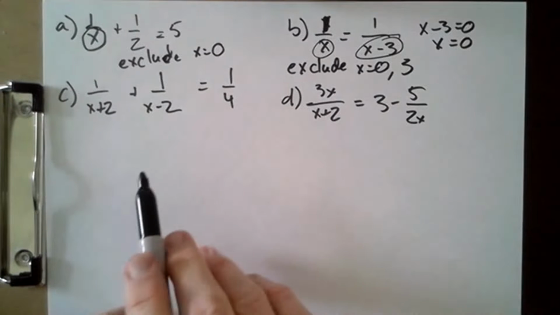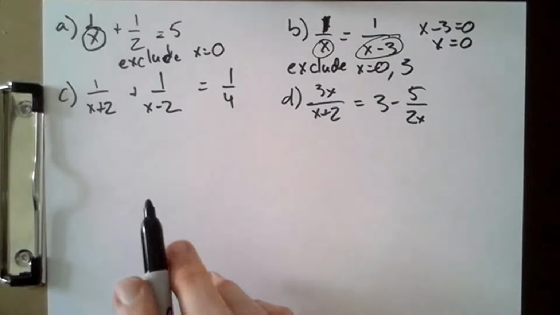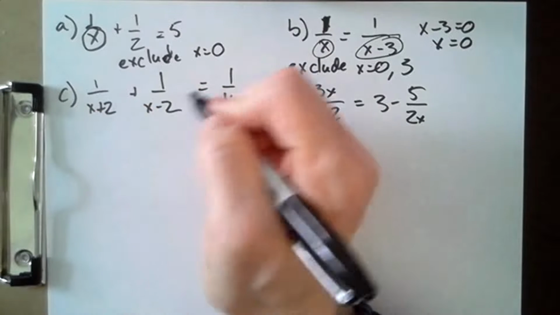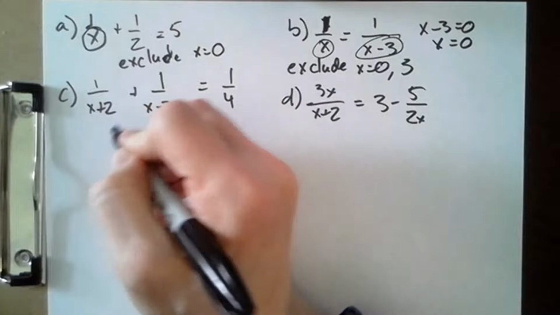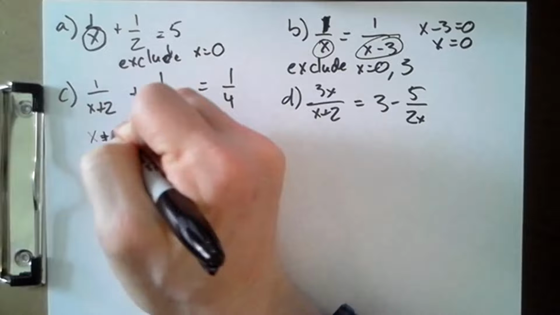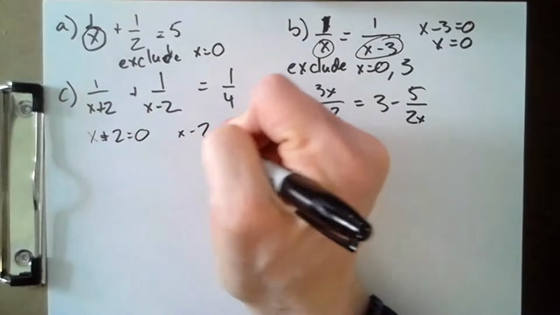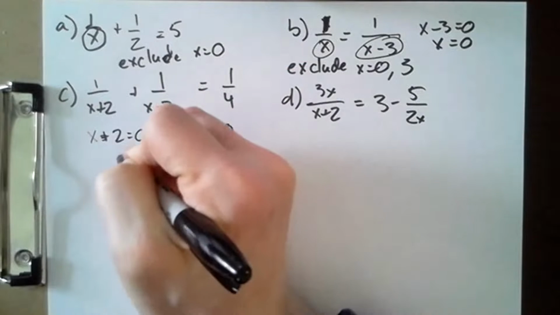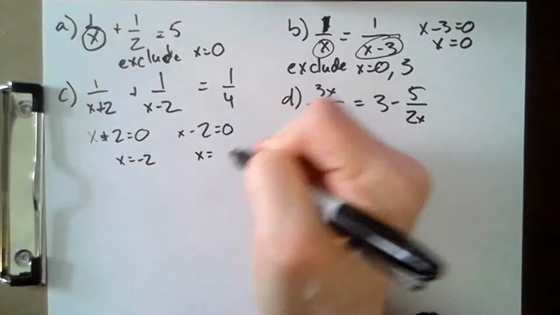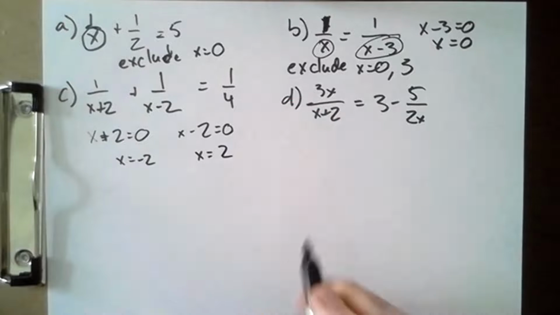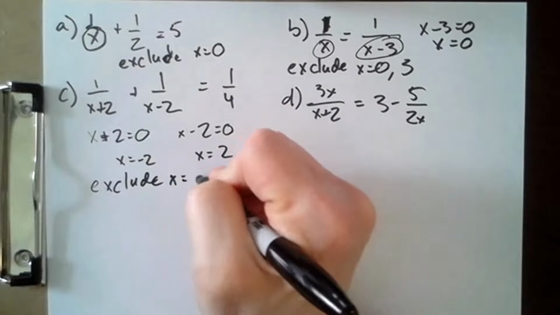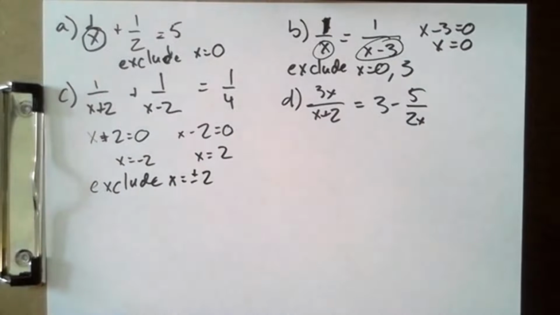Here, we have 1 over x plus 2 plus 1 over x minus 2 equals 1/4. Well then, we have to exclude the solutions to x plus 2 equals 0 and x minus 2 equals 0. So x plus 2 equals 0 means x equals -2. x minus 2 equals 0 means x equals +2. So exclude x equals plus or minus 2.